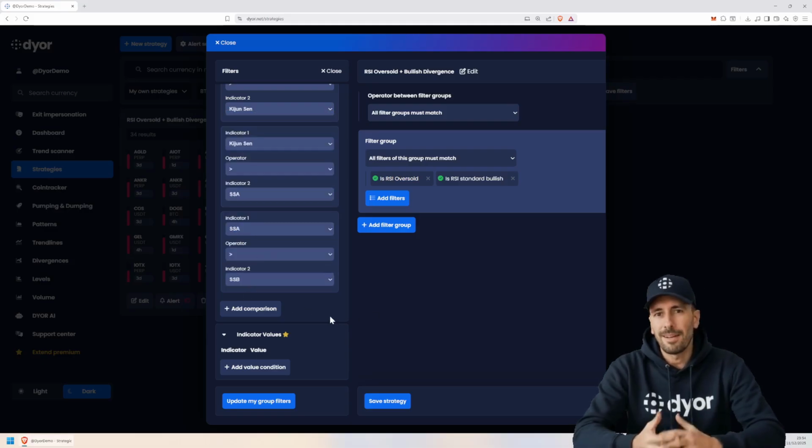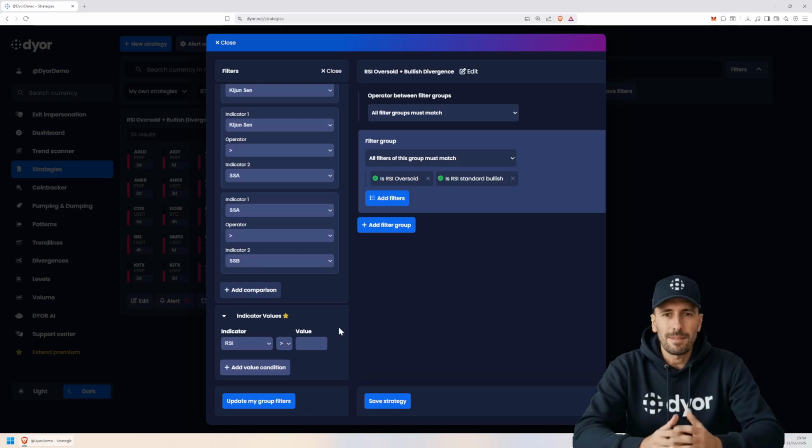Last but not least, the indicator values filter. Here, you can input specific minimum or maximum values for oscillators like RSI, Stochastic RSI, K and D lines, and ADX, including DI plus and DI minus. This is very practical for refining strategies and eliminating market noise.